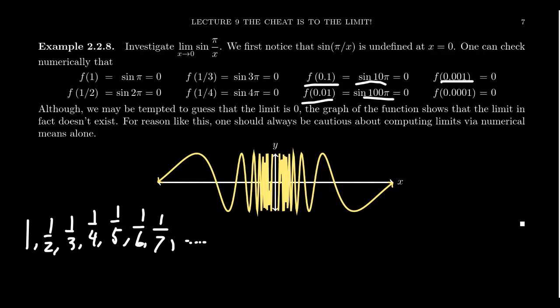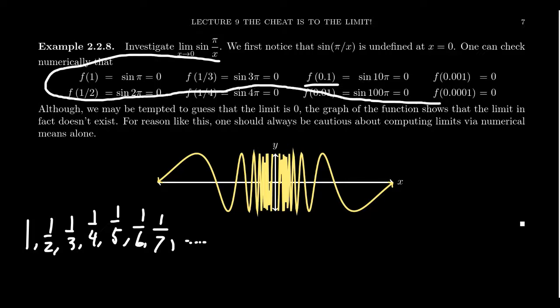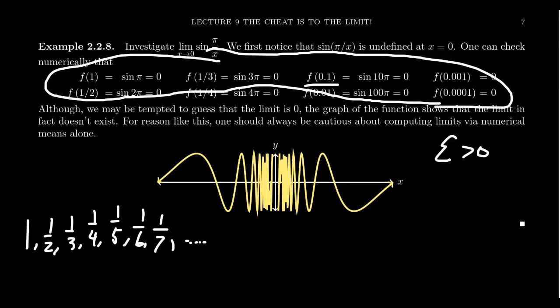So if I evaluate the function at 1/1000th, we get 0. If we evaluate at 1/1000000th, we're going to get 0. If we just look at this numerical data, I can keep on going, taking numbers that are smaller and smaller. So if you give me any epsilon greater than 0, then I can find a small number x, smaller than epsilon, such that sine of pi over x is equal to 0. I can do that for some specific x value.